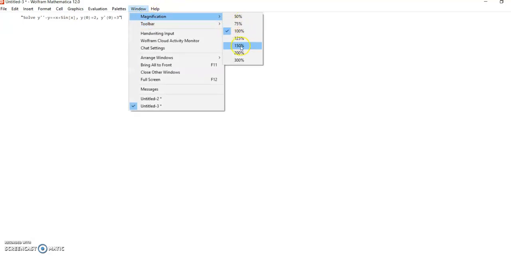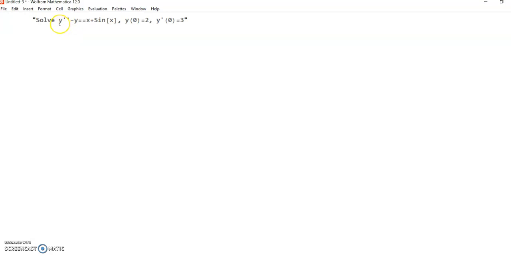Hello. So this Mathematica problem will be about solving a second order equation using the method of undetermined coefficients. Okay, so the problem is this: solve. Let me magnify it a little bit so that you can see it easily. Solve this problem: y double prime minus y is equal to x plus sine x by the method of undetermined coefficients. Okay, so we will not use the DSolve function, so we will use the method of undetermined coefficients.